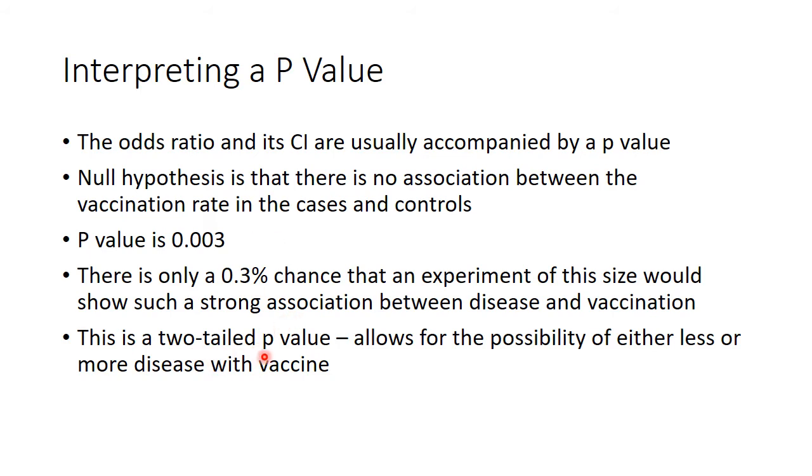If you guys think back for a few lectures, this would allow for the possibility of either less or more disease with the vaccine. For instance, if we're using, say, a live attenuated vaccine that had the possibility of causing disease, maybe you could see it go the other way, where people who are getting vaccinated had more incidence of the disease. This was not the case in this example, so we could probably conclude pretty safely that getting vaccinated would reduce your odds of getting cholera.